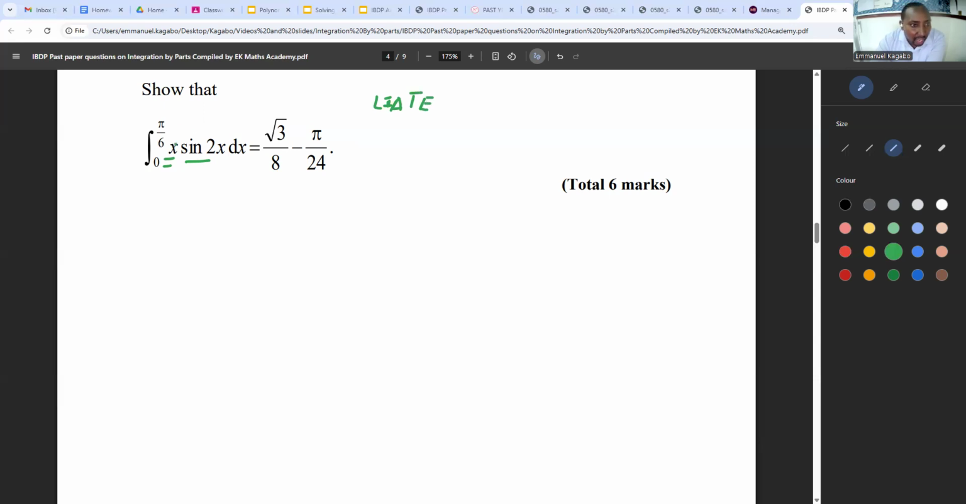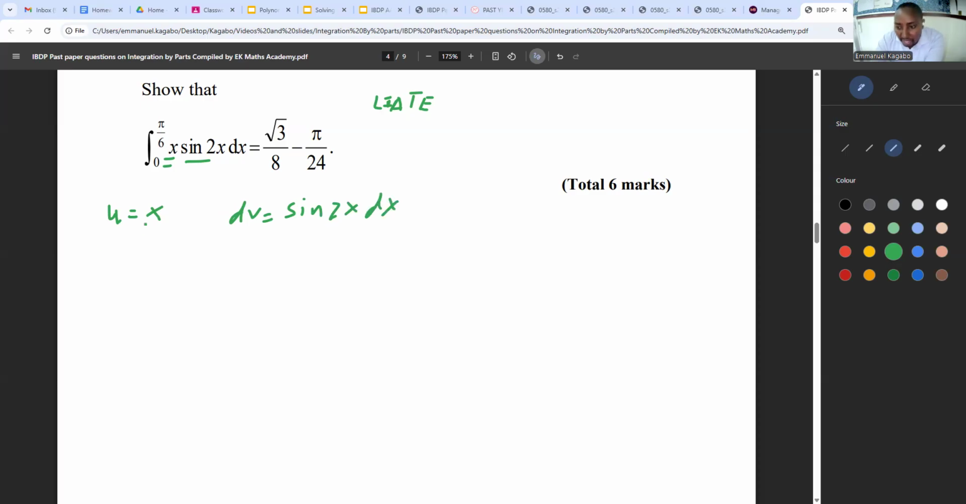So I have a polynomial and trigonometric function. So algebraic expression comes first. So u is going to be x, and then dv is going to be sine 2x dx. Okay? Very good. That is it.